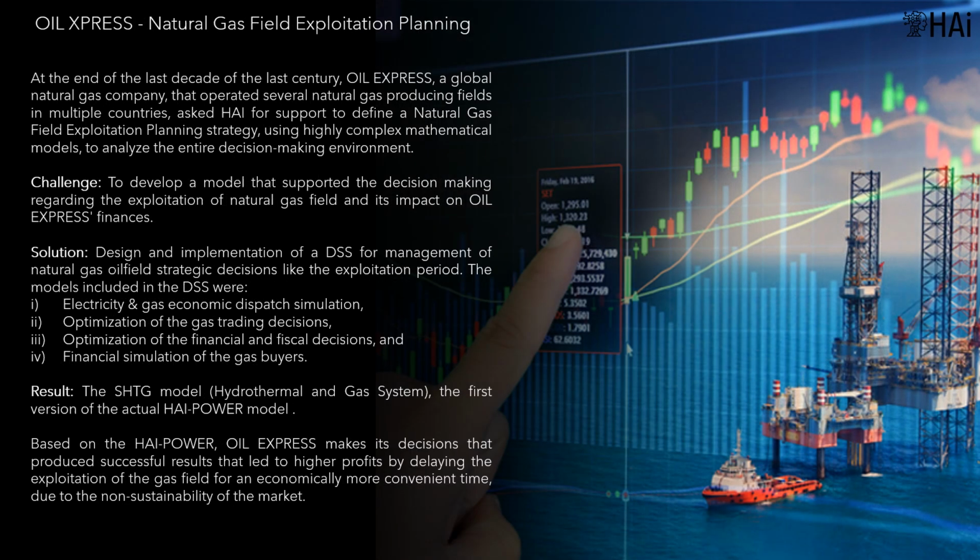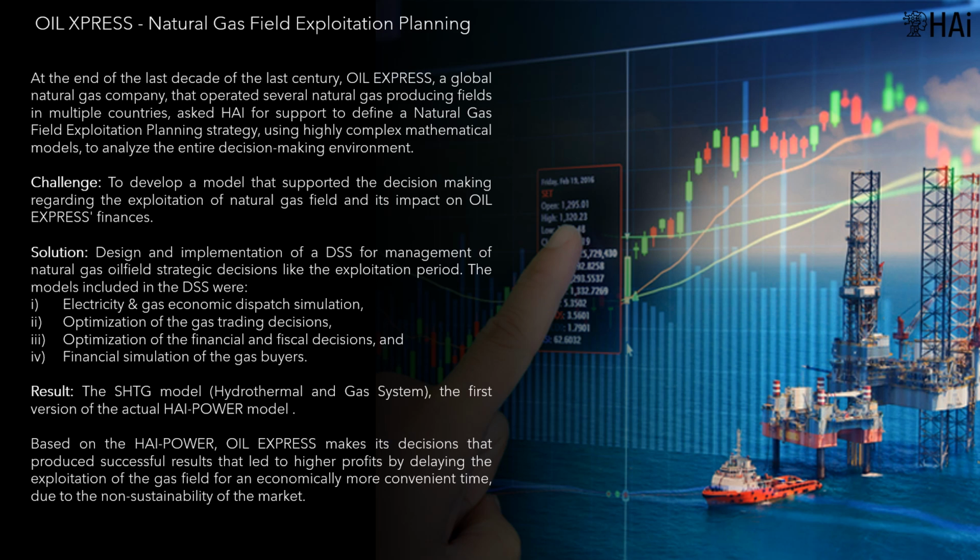At the end of the last decade of the last century, Oil Express, a global natural gas company that operated several natural gas producing fields in multiple countries, asked HI for support to define a natural gas field exploitation planning strategy, using highly complex mathematical models, to analyze the entire decision-making environment. The challenge was to develop a model that supported the decision-making regarding the exploitation of natural gas fields and its impact on Oil Express finances. Oil Express, natural gas field exploitation planning.